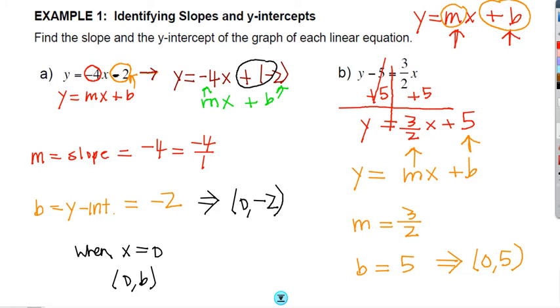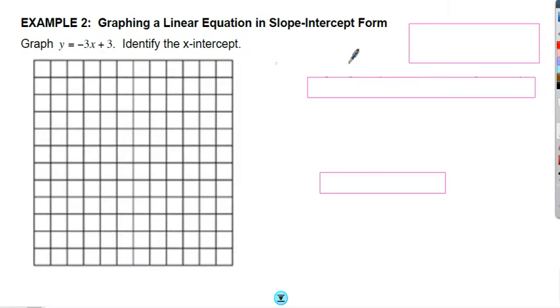Alright, now let's move on to example 2. Starting example 2, we're going to be graphing. And we're going to be graphing equations in this slope-intercept form, which, again, let's write it so we can remember better. Y equals mx plus b.